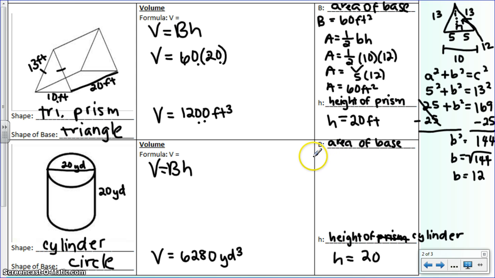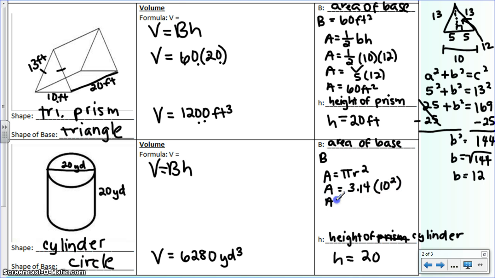And now I need to find the area of the base. Well, I know that the shape of the base of a cylinder is a circle. So I am going to use the formula for the area of a circle, which is pi r squared. Pi times my radius squared. So that's 3.14 times my radius. Well, if my diameter, remember the diameter goes all the way across, if my diameter is 20, that means my radius is half of the diameter. So my radius is 10, and then I need to square that.